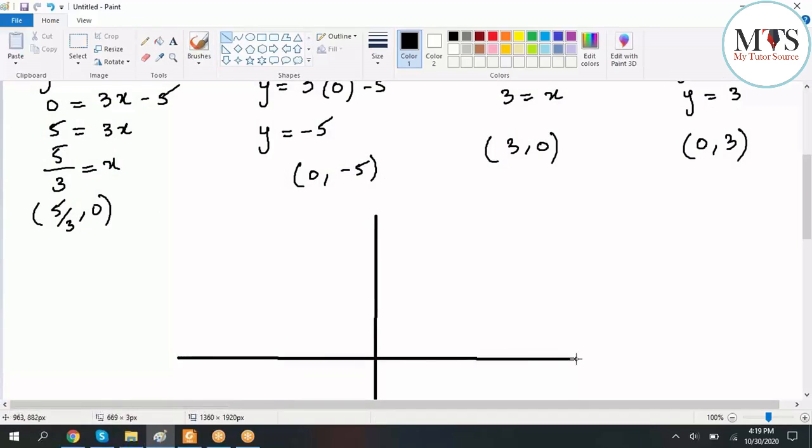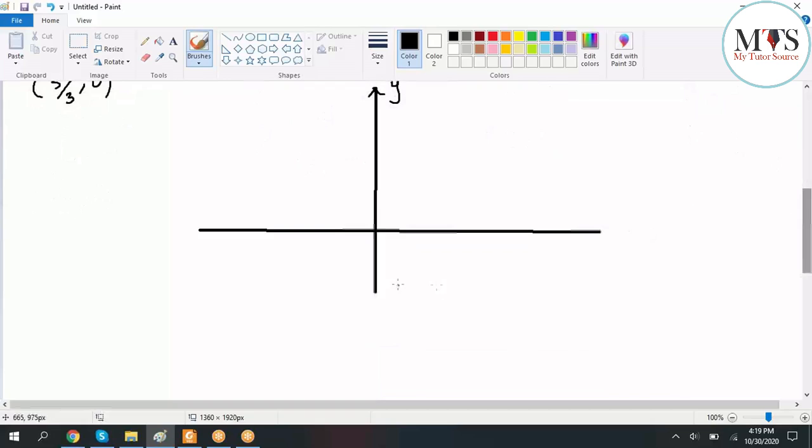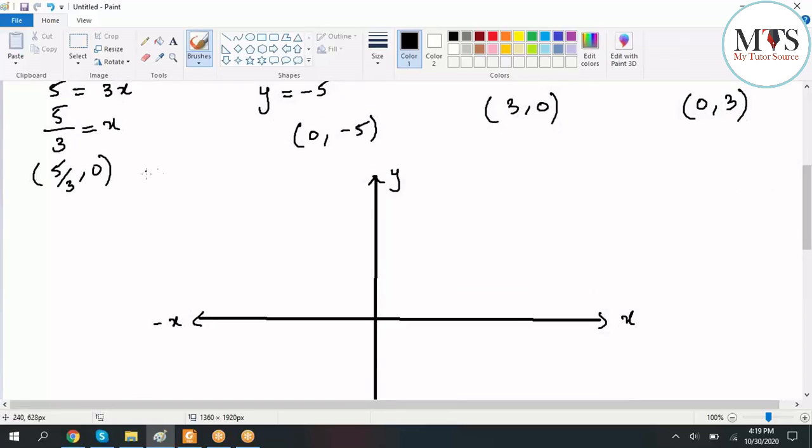So we will first draw our axes. This is the positive y-axis, this is the negative y-axis, this is the positive x-axis, and this is the negative x-axis. Let's plot the points. First point is 5 by 3 and 0, somewhere over here. Then we have 0, negative 5, that's going to be over here.